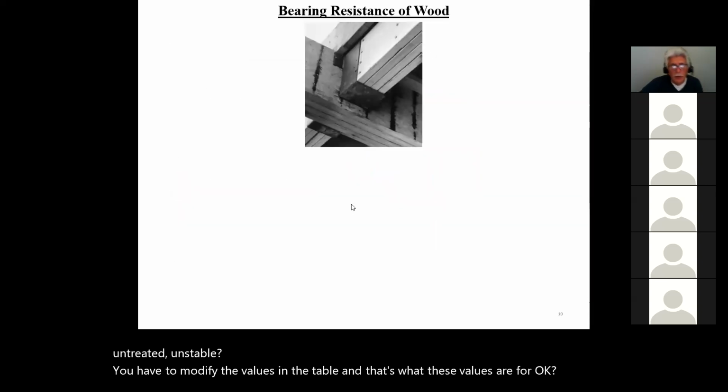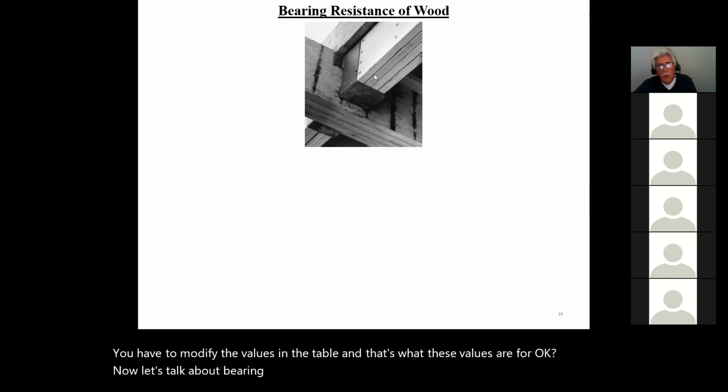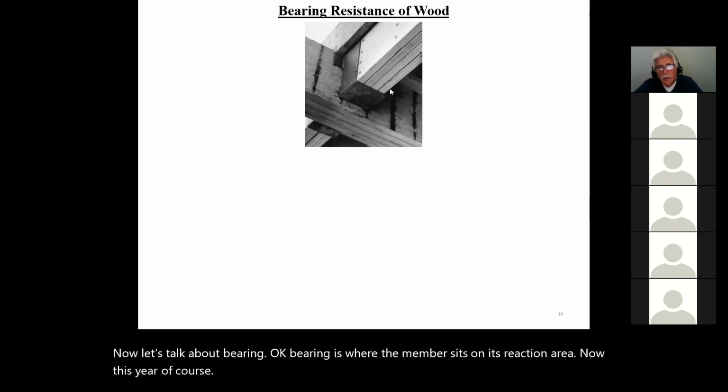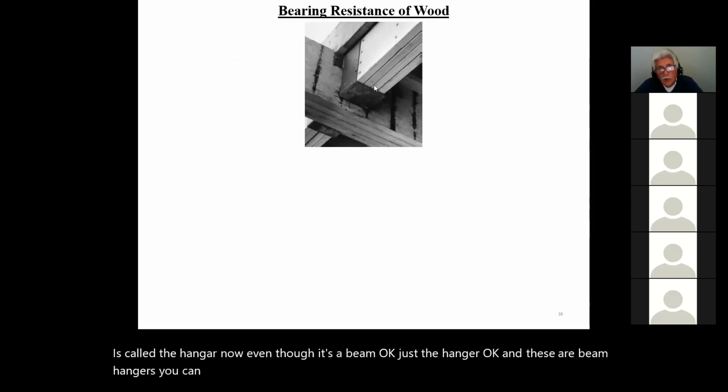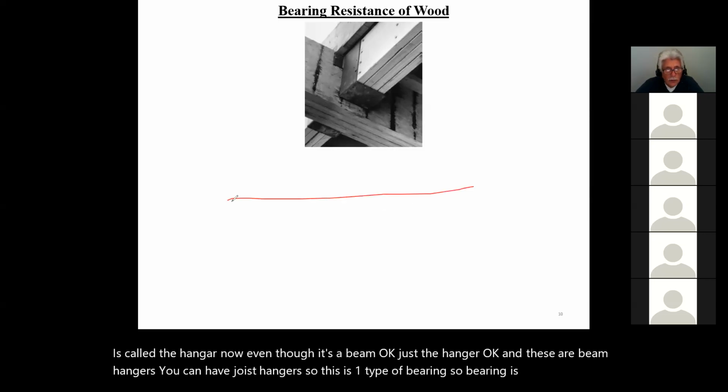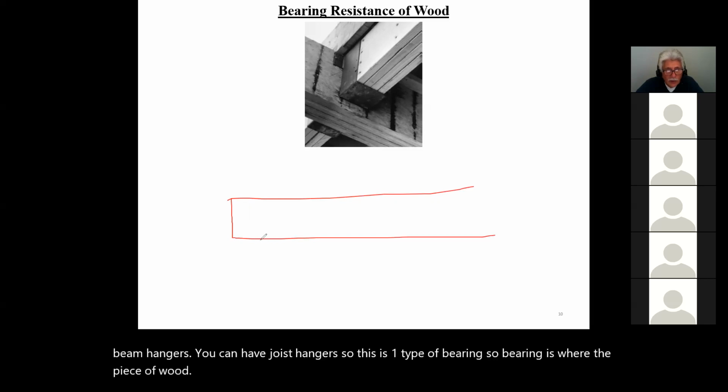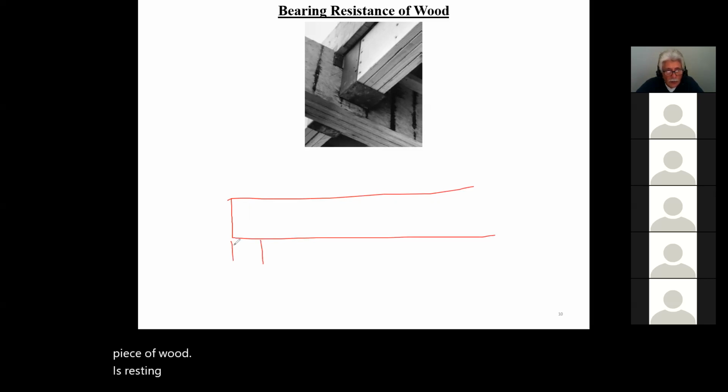Now, let's talk about bearing. Bearing is where the member sits on its reaction area. This here, of course, is called a hanger. Even though it's a beam, this is a hanger, and these are beam hangers. You can have joist hangers. So this is one type of bearing. Bearing is where the piece of wood is resting on its reaction area. The reaction area can be a hanger, it can be a plate, it can be whatever.